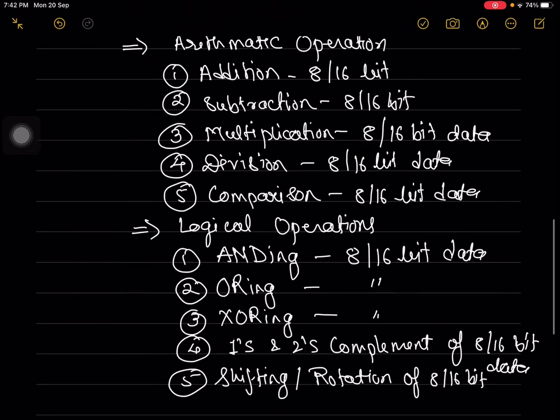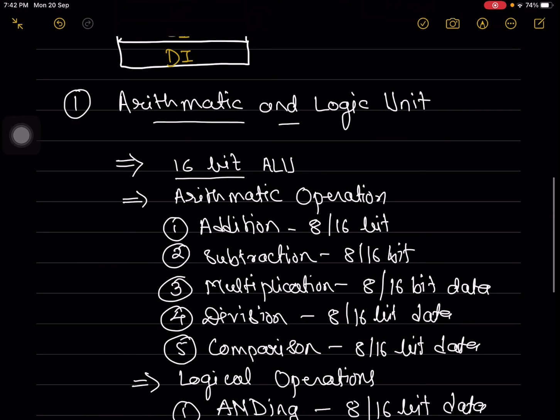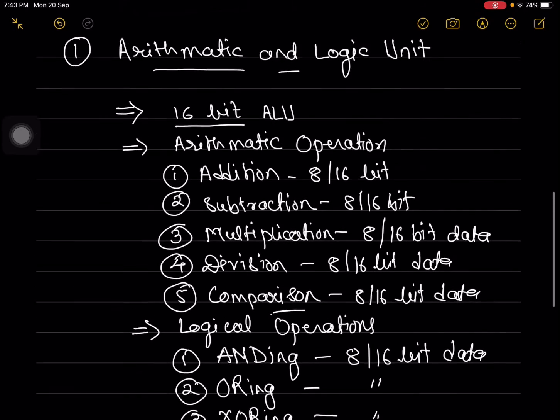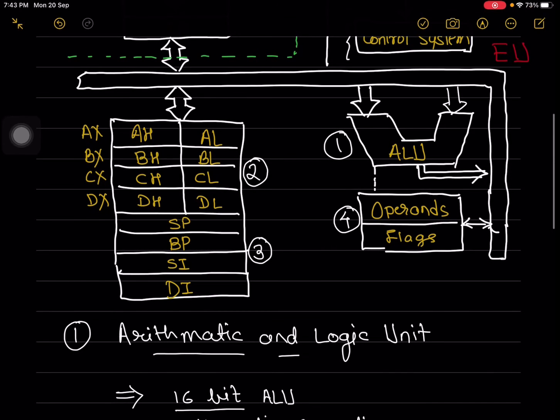So the first and most important part in the execution unit is the arithmetic and logic unit, which is a 16-bit ALU. The arithmetic operations include all these operations that are listed here, and the logical operations include ANDing, ORing, XORing, ones complement, twos complement, shifting and rotation of 8 or 16-bit data. Now this is the first part, that is the arithmetic and logic unit. The second part here is the general purpose registers, which are shown here as AX, BX, CX, DX, which are further divided as AH, AL, BH, BL, CH, CL and DH, DL.